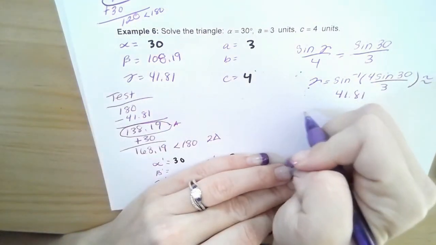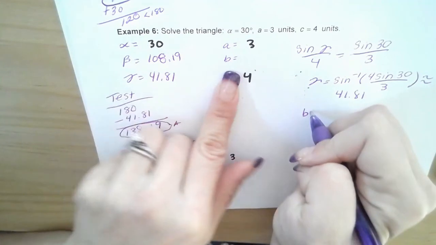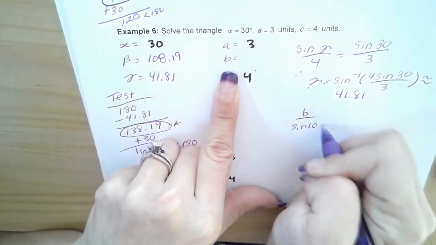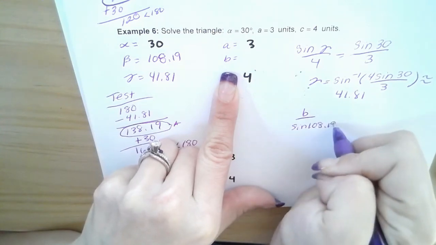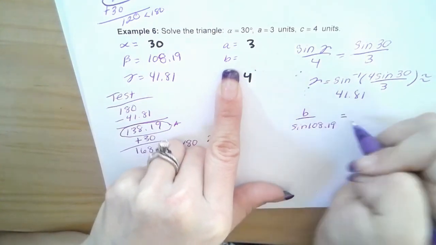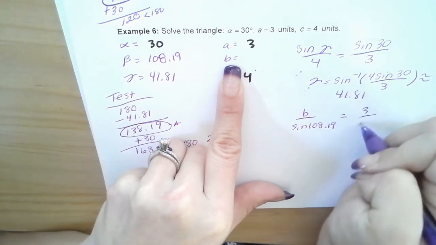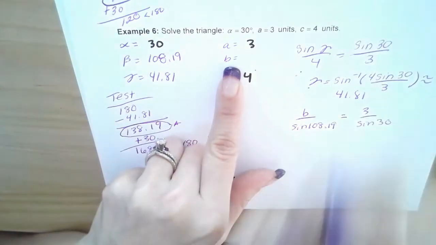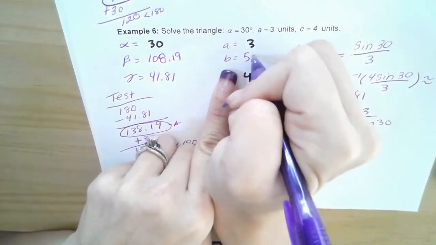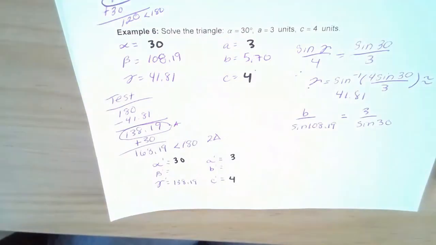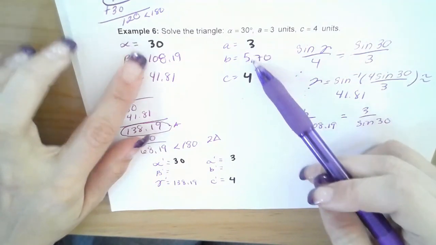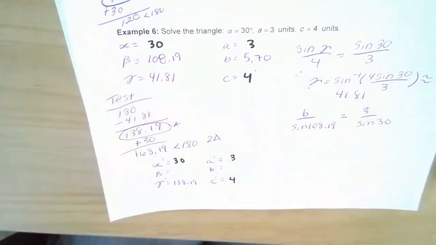So remember, I am solving for b. b over sine of 108.19 equals 3 over sine of 30. Well, when I do that, I get 5.70. Take a moment, see if you can do that on your calculator. Everything looks about right. Smallest angle with smallest side, largest angle with largest side.